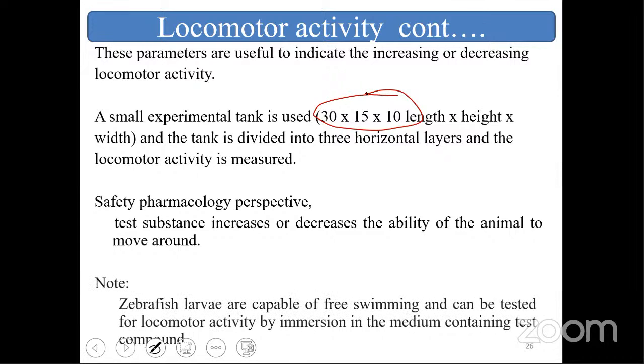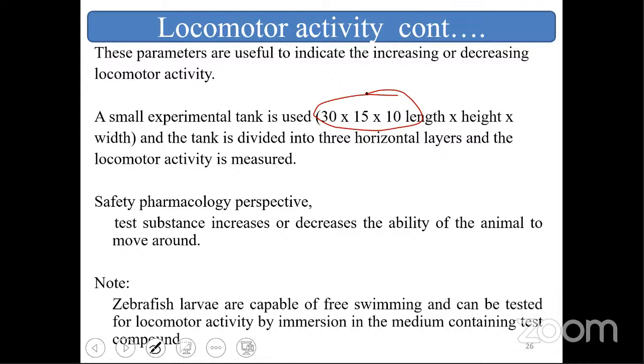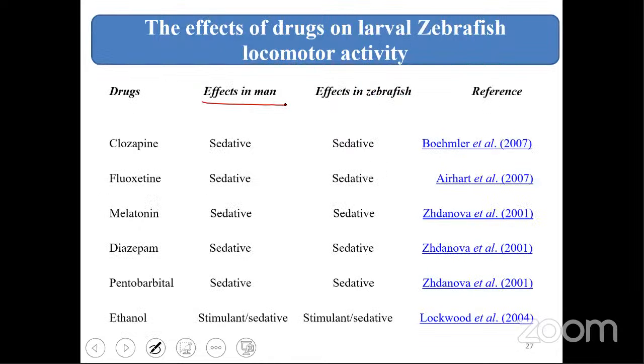I want to show this slide: what research has come in mammals, in man, and what research has come in zebrafish. For example, clozapine, fluoxetine, melatonin, diazepam, pentobarbital, ethanol. These drugs have been examined in both man and zebrafish, and in both species they have given the same action. This is the reference for that.